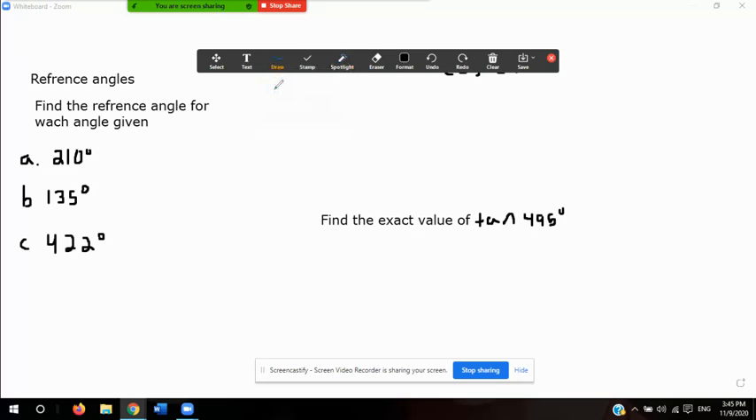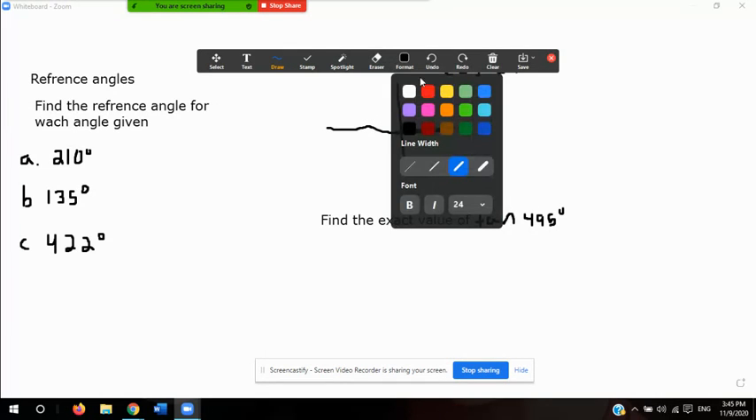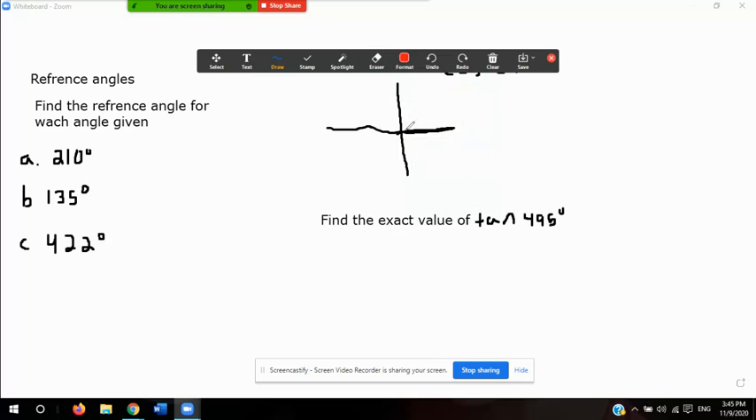So in order to find reference angles, we have to first of all assume that all angles are in standard position. So if we have an angle that is in standard position, we assume that the initial side of the angle is right here, at 0 and 360 degrees. So if we have an angle like 210, for example, we know that the terminal side of 210 is in the third quadrant.